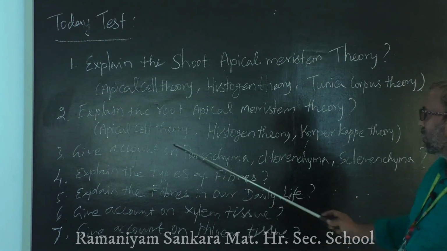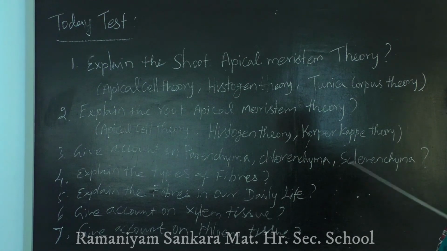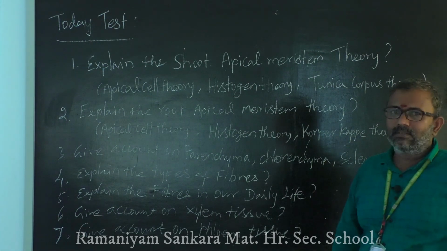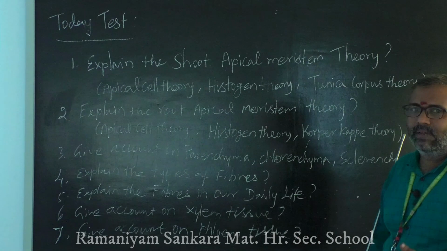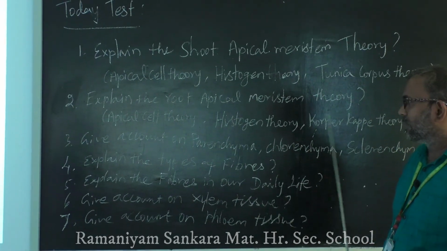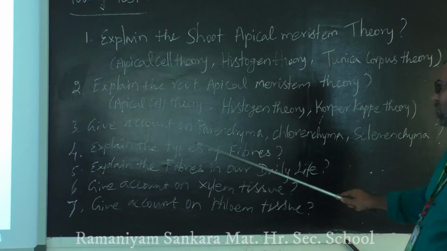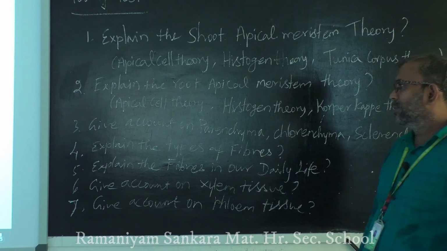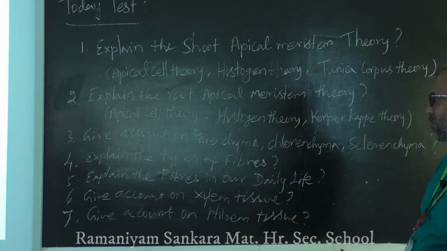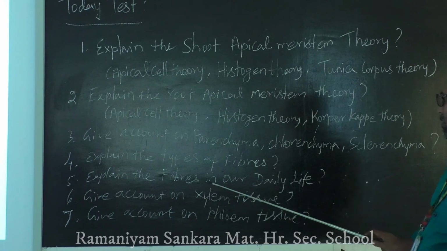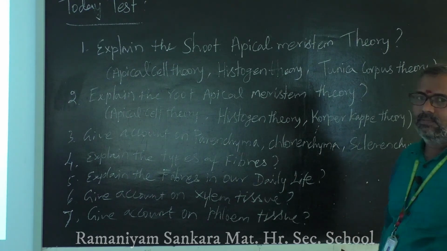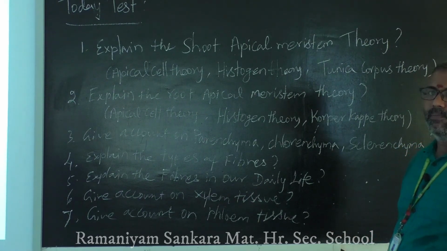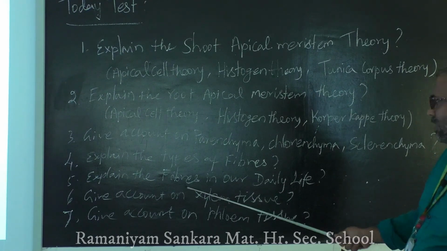Next one, give an account of parenchyma, collenchyma and sclerenchyma. The types are also very important. For all three, the types, the 5 types, 3 types, everything is very important. Next one, explain the types of fibers; the 5 types of fibers are very important. Next one, explain fibers in our daily life, the uses and economic importance of fibers. That is very important.